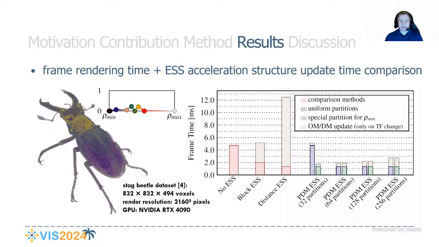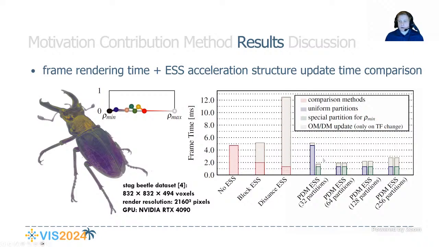for different methods. In red, the frame rendering timings for the comparison methods are presented, where we have no ESS, block ESS, and distance ESS. And the distance ESS is the original method of Deakin and Maxted. And our method, the timings for our methods are the blue and the green bars here. The blue bars being a uniform partitioning configuration for different numbers of partitions, and the green bar basically having this special partition for row min.